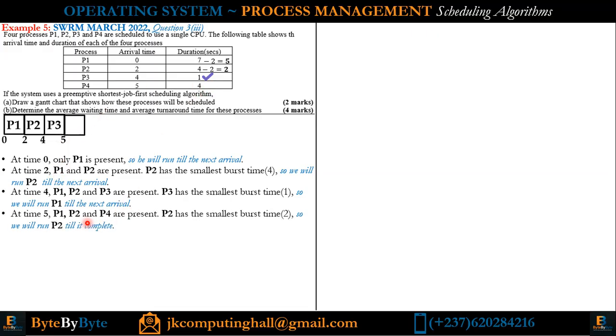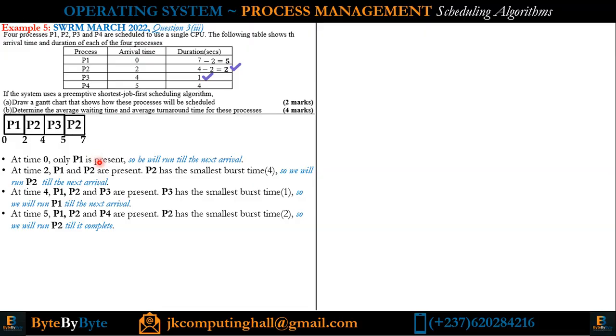At time 5, I have P1, P2, and P4 present. 5 units, 2 units, 4 units. You see that P2 has the smallest burst time. So I will execute P2 till it completes. Why till it completes? Because there is no more arrival time. So I'm going to execute P2 from 5 to how many? To 7. That is how P2 is done.